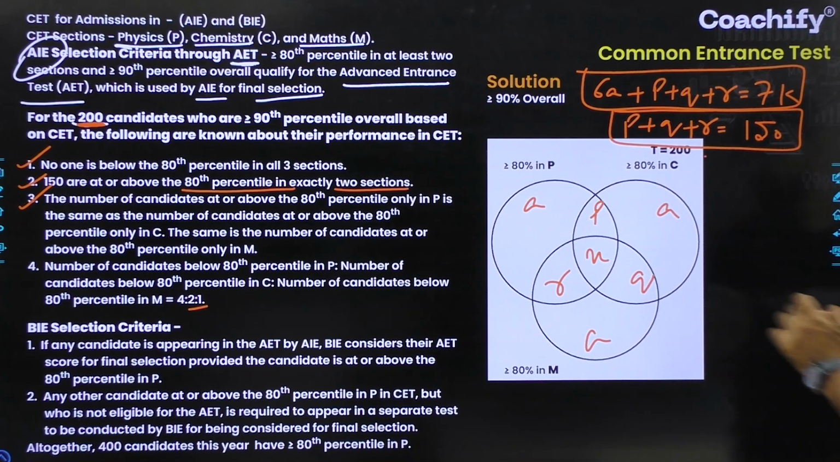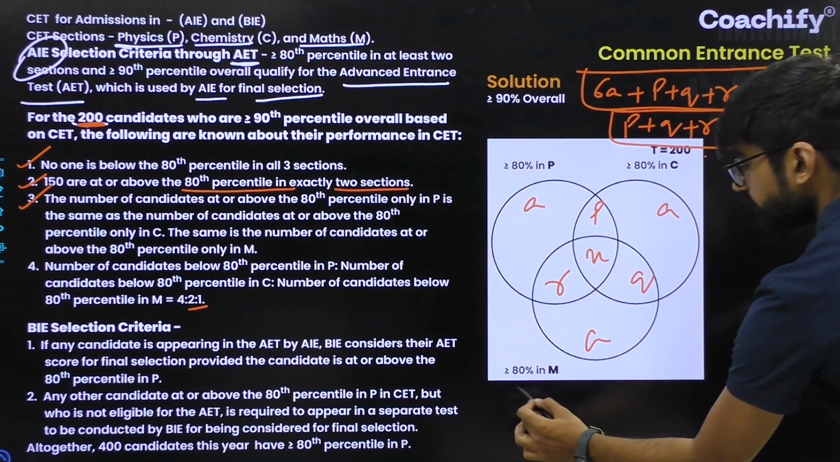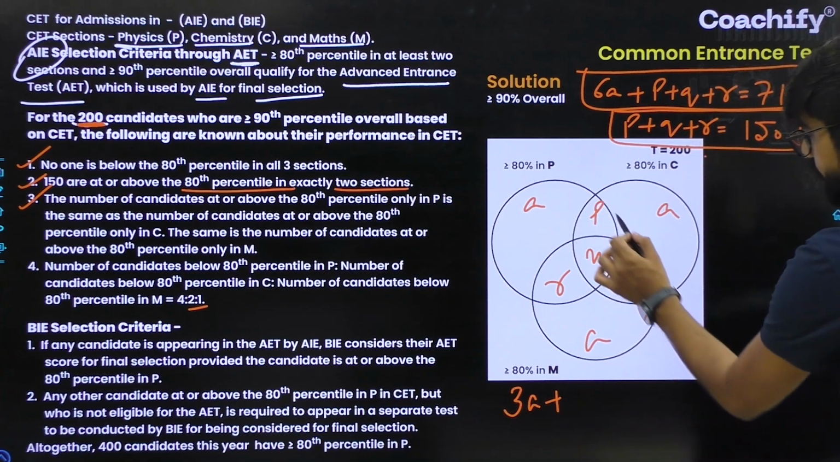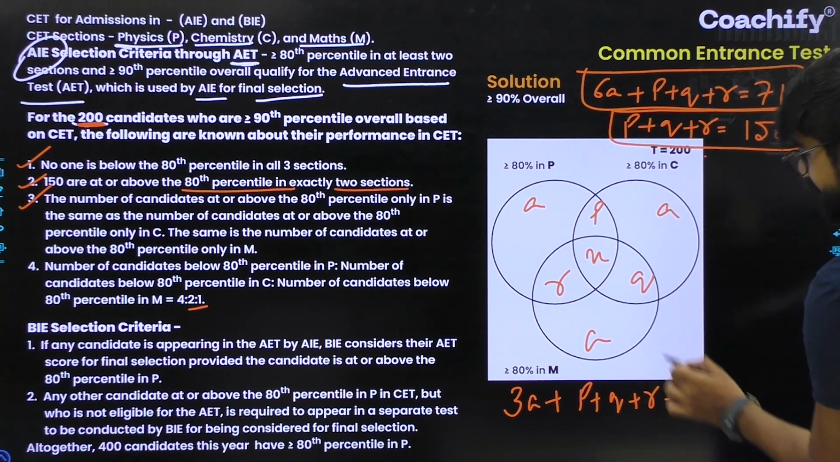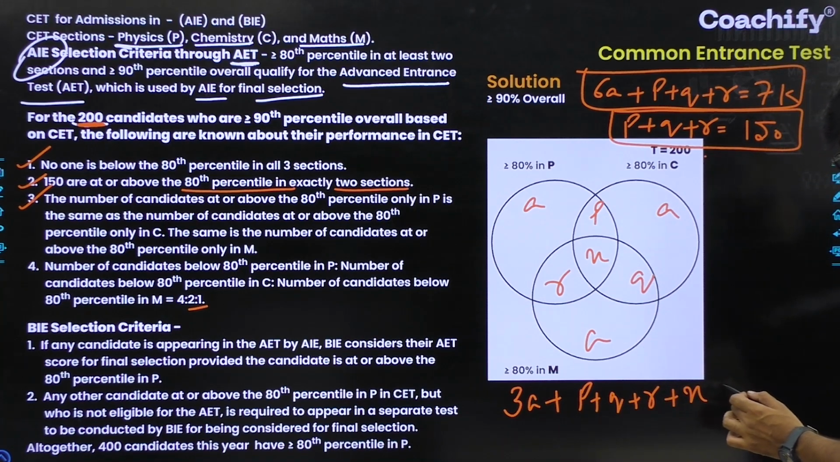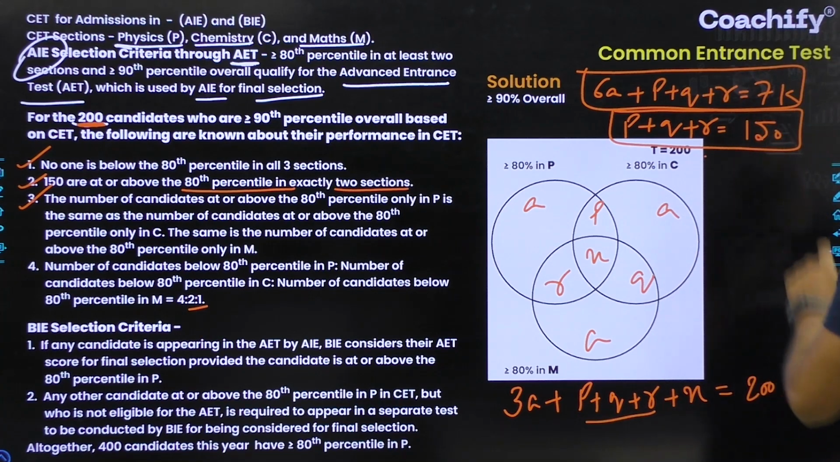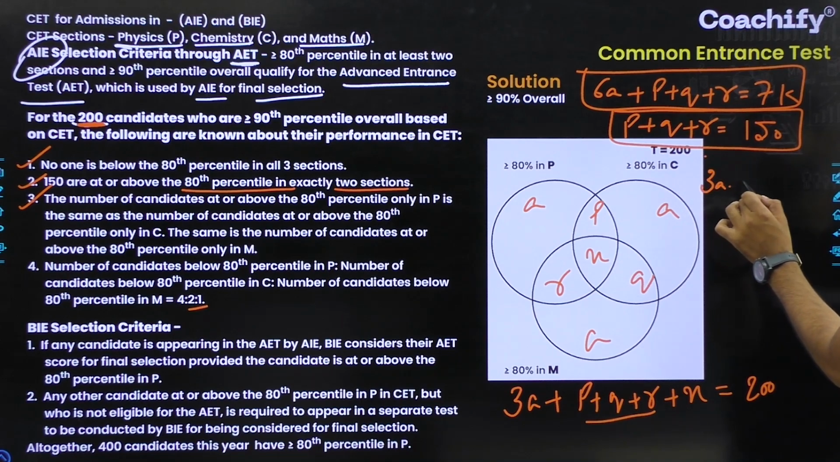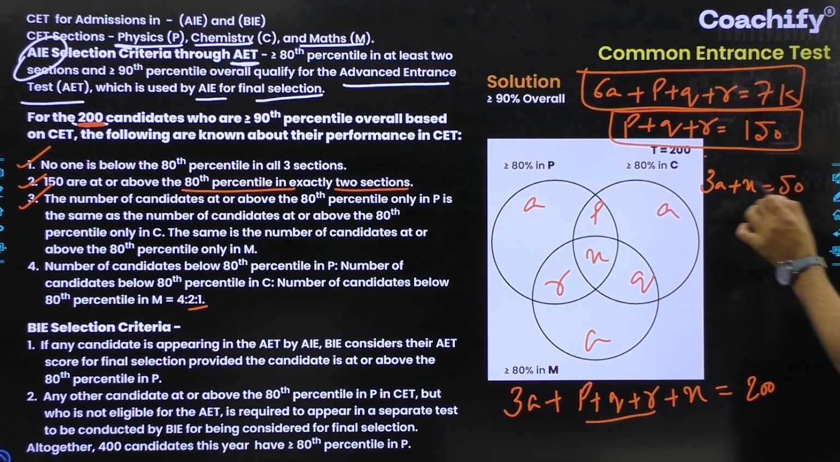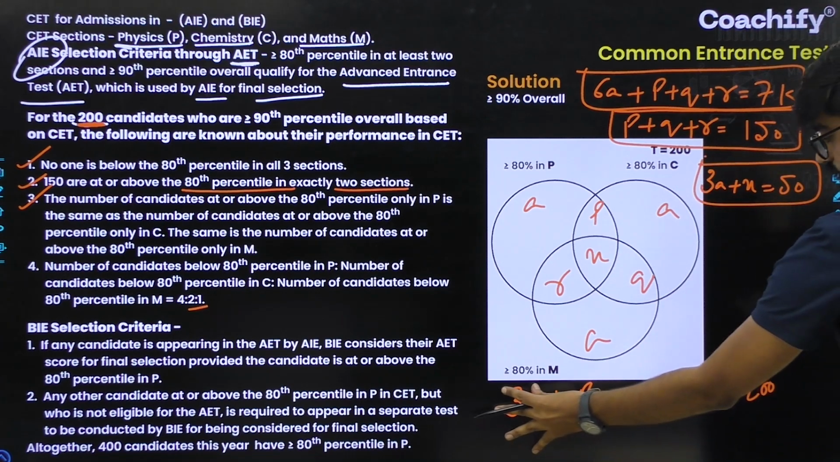Now we can say that 3A, yani exactly 1, which is 3A, exactly 2, which is P plus Q plus R, exactly 3, which is X, this should be equals to 200. P plus Q plus R is 150, guys. Yes, we can see that here. So 200 minus 150, 3A plus X. We can say that 3A plus X is nothing but 50. We can say that. Another equation we have got, right?